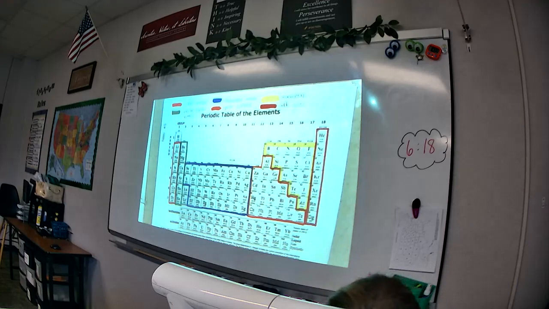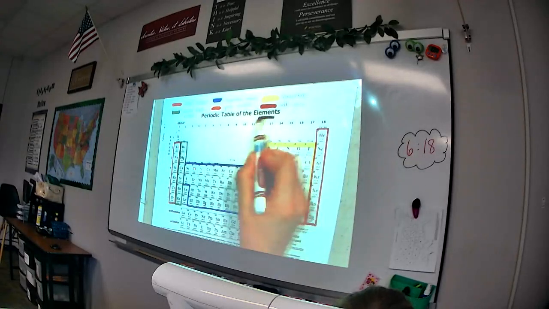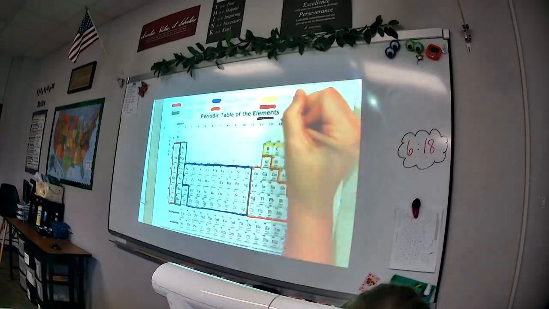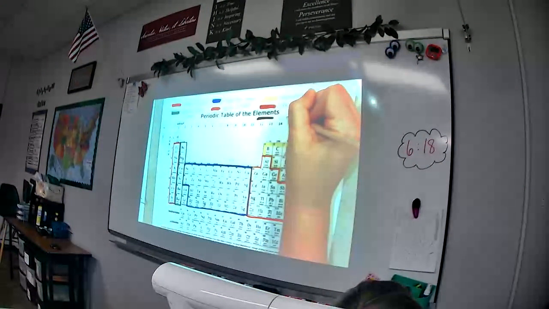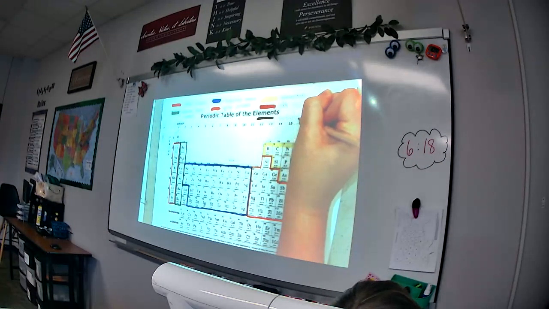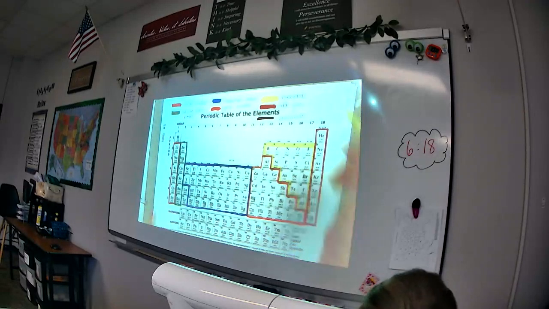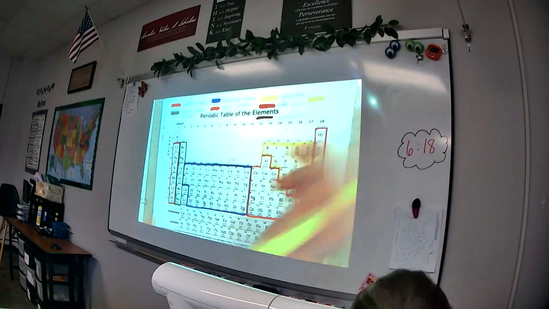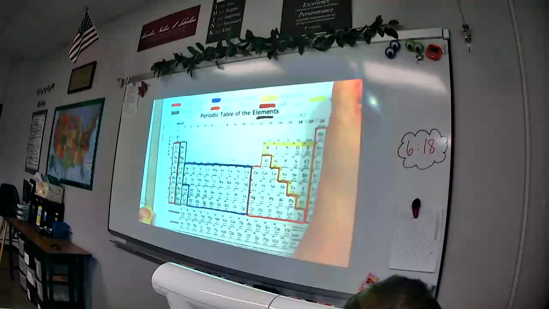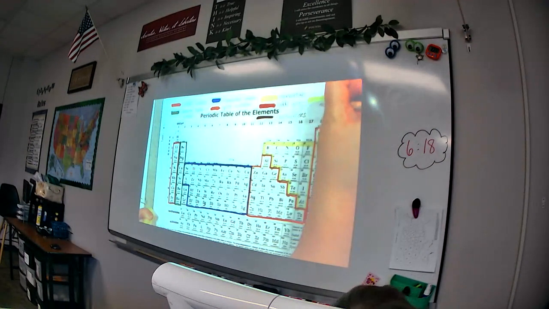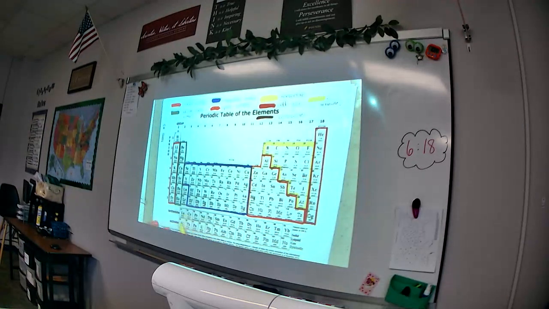Okay, and then the last two groups are kind of already labeled for you. It's the lanthanides and actinides. And I ran out of colors, so I'll use highlighter. It's the same color as yours. A little different. Okay.